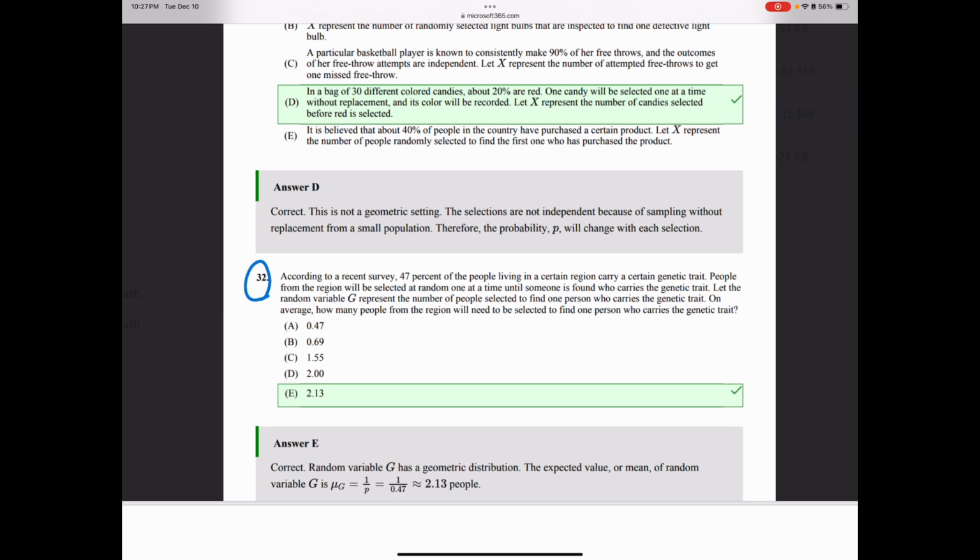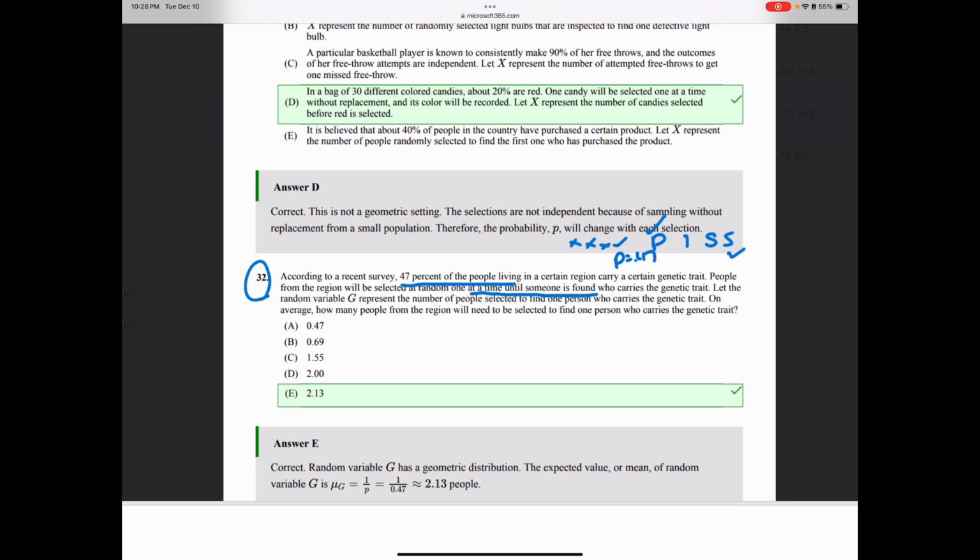According to a recent survey, 47% of the people living in a certain age group carry a genetic trait. People from the region will be selected at random, one at a time, until someone is found. When it says until someone's found, that sounds like fail, fail, fail, fail, fail, success, stop. And so this looks like geometric, which is SPIT. So I'm looking at it, okay, stop, we already got that one. 47%, P equals 0.47, so that's that one.